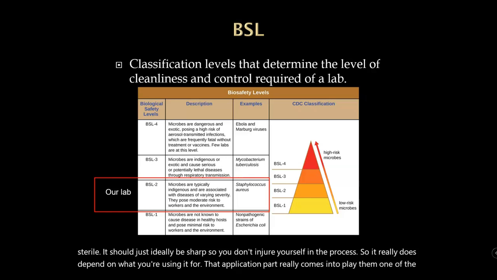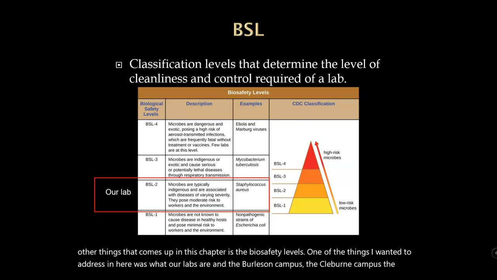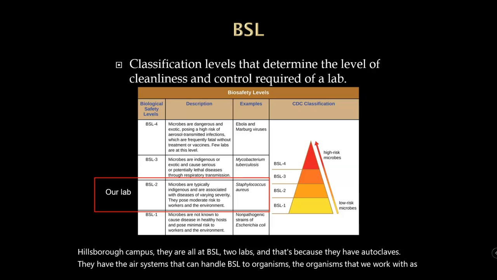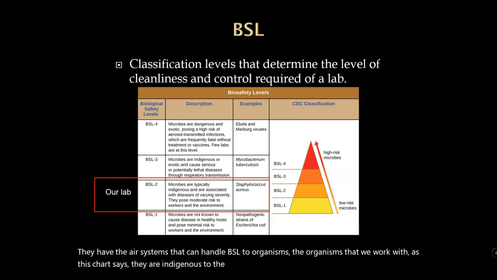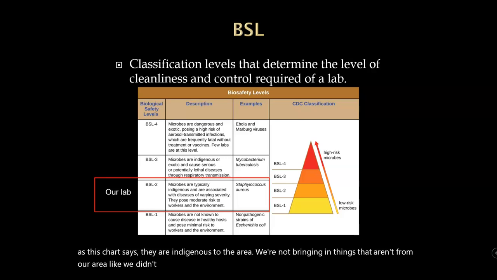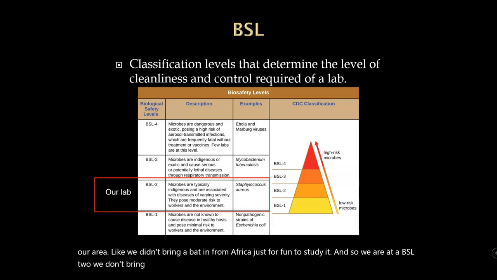One of the other things that comes up in this chapter is the biosafety levels. One of the things I wanted to address in here was what our labs are, and the Burleson campus, the Cleburne campus, the Hillsborough campus, they are all at BSL-2 labs, and that's because they have autoclaves. They have the air systems that can handle BSL-2 organisms. The organisms that we work with, as this chart says, they are indigenous to the area. We're not bringing in things that aren't from our area. Like we didn't bring a bat in from Africa just for fun to study it. And so we're at a BSL-2. We don't bring in other organisms.